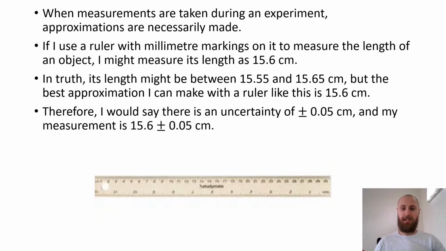So since I'm rounding to the nearest millimeter in this case, which again is 0.1 centimeters, there's an uncertainty which is going to be half of that. It's going to be plus or minus 0.05 centimeters, and you can see that from the example. It's centered on 15.6. It might go down to 15.55. It might go up to 15.65. So from my central value of 15.6, it's going down by 0.05 or it's going up by 0.05. It's got an uncertainty of plus or minus 0.05 as a result of that.